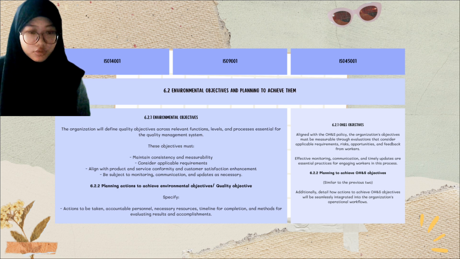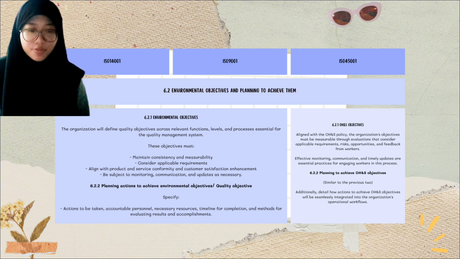Then, OHS objectives for 45001. Align with the OHS policy, the organization's objectives must be measurable to evaluate, and consider applicable requirements, risks, opportunities, and feedback from workers. Then effective monitoring, communication, and timely updates are essential practices for engaging workers in this process.